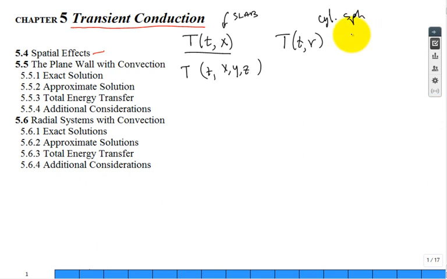So before you jump into multi-space dimensions, handle just one space dimension with time. That's hard enough. Okay, so we'll deal with a lot of the plane wall, just focusing on the plane wall right here. And then later we'll do the radial systems with the convection, cylinder or sphere. Yes, exact solutions. This is the section that's very mathematical.